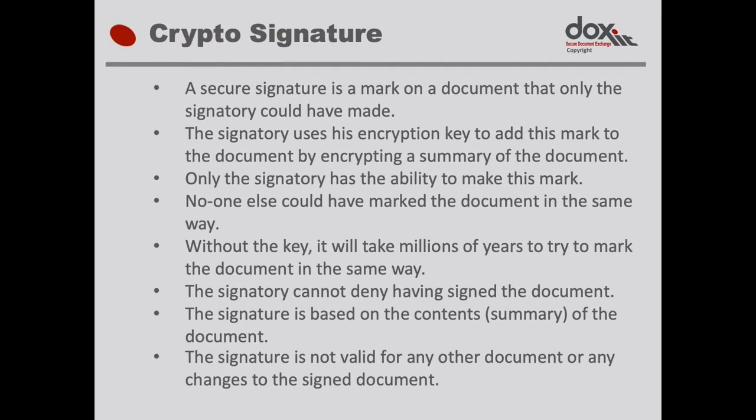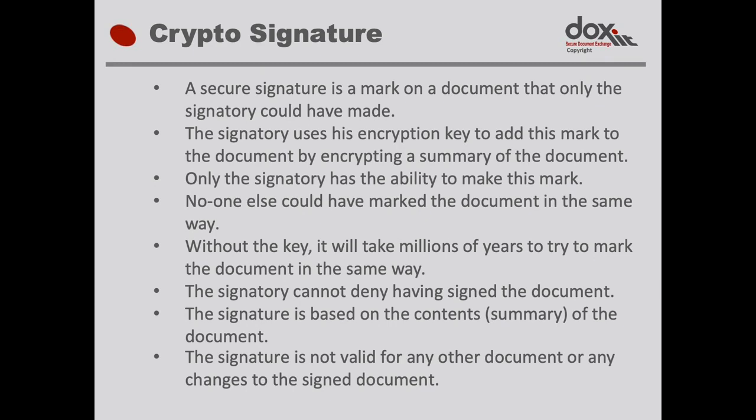We have looked at how encryption can be used to provide confidentiality. Let's now have a look at how encryption can be used to add a signature to an electronic document. A secure signature is a mark on a document that only the signatory could have made. The signatory uses his encryption key to add this mark to a document by encrypting a summary of the document and appending it at the end. Only the signatory has the ability to make this mark. No one else could have marked the document in the same way. Without the key, it will take millions of years to try and mark the document in the same way.